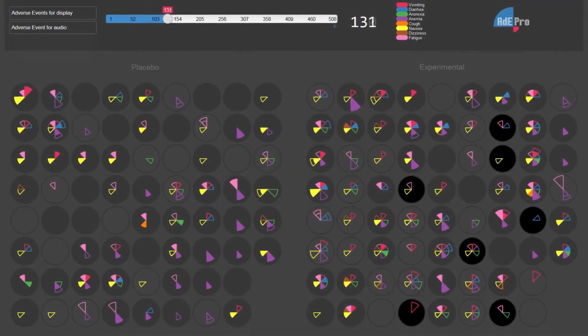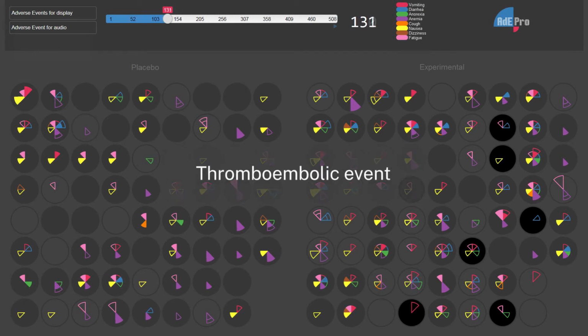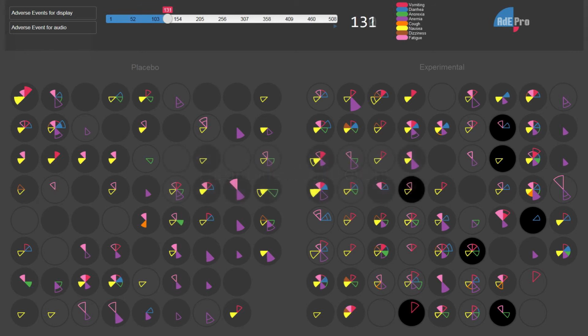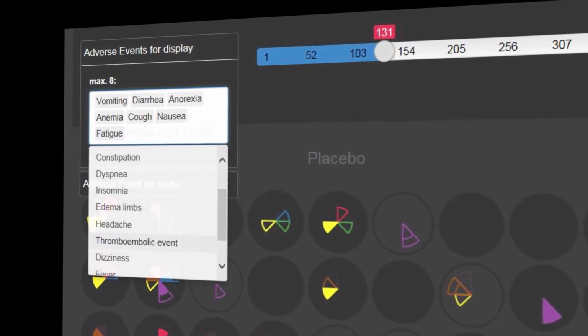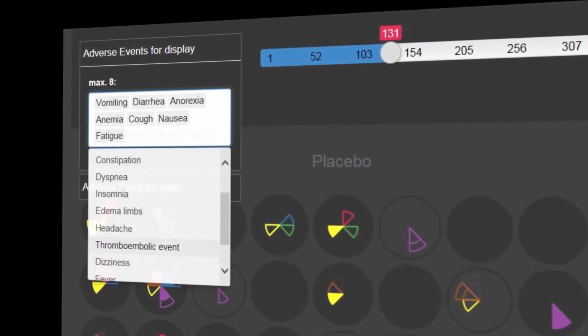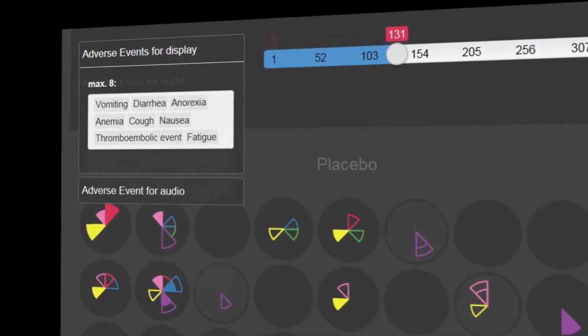To understand the safety profile even better, our clinician was interested in thromboembolic events. That is not one of those adverse events that we have currently chosen, but luckily we just need a few mouse clicks to change our selected adverse events. For this, we have this panel on the upper left-hand side of the screen where it says adverse events for display, and we can just remove one of those other adverse events from the list and choose thromboembolic event, which we're interested in seeing, from the list, and then we can just play it again from the start.